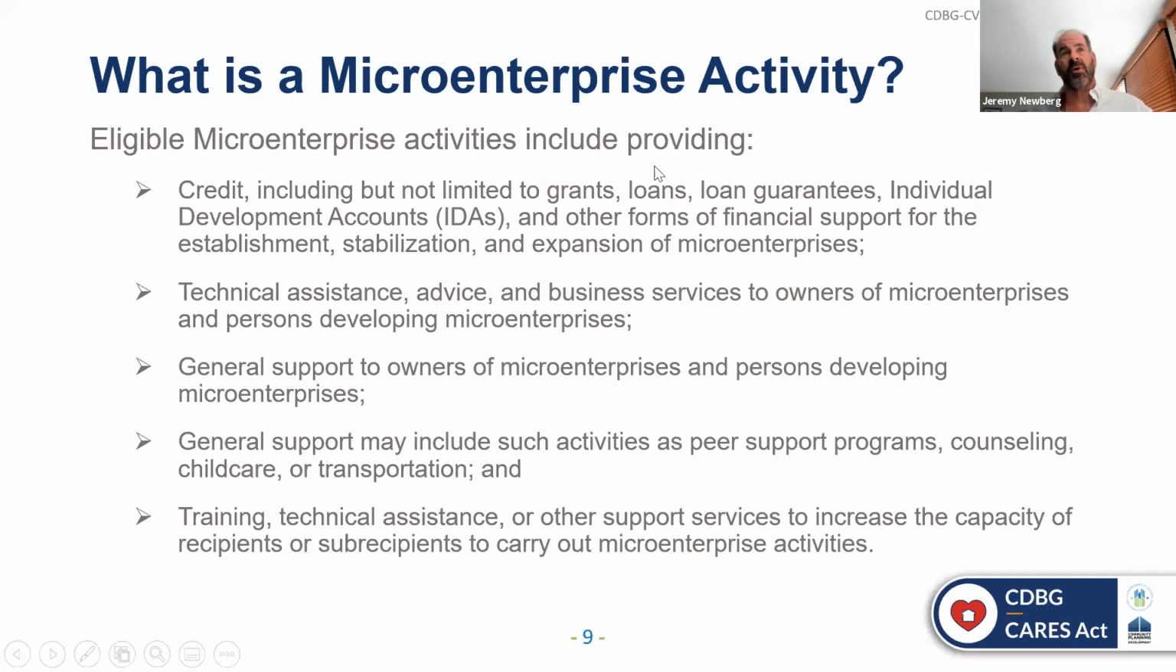And you might want to look more closely at grants or due on sale loans. It's just harder to underwrite. Technical assistance, advice, business services to owners, general support to owners of enterprises or those developing, general support such as peer support, counseling, childcare, transportation, training, technical assistance, and other support services to increase the capacity of recipients.